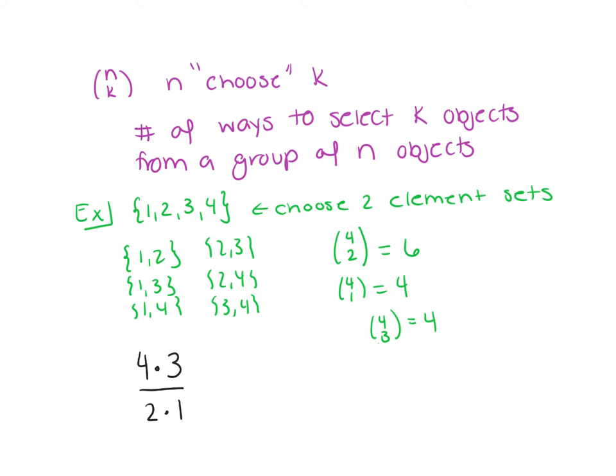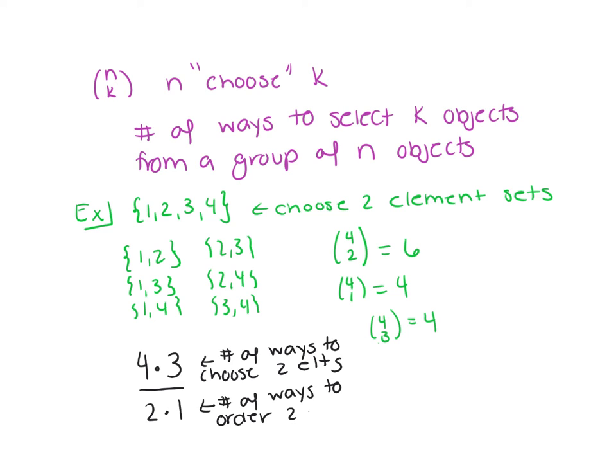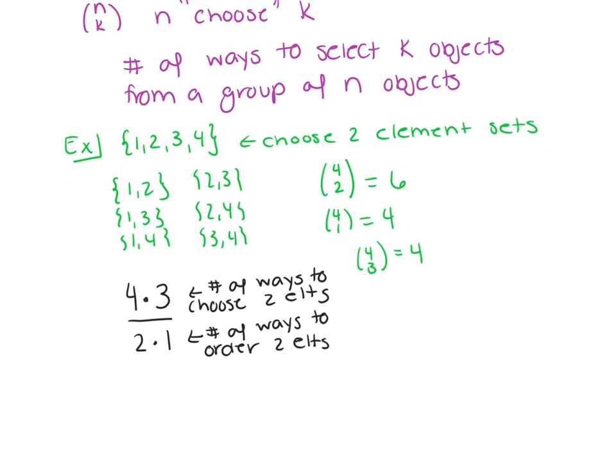Let me put some words in here so these notes make sense. This is the number of ways to choose 2 elements, and this is the number of ways to order 2 elements. You have to divide by the number of orders. Then I'll extend this to the general N and K case. So far so good? Great. So let's do N and K instead of 4 and 2.